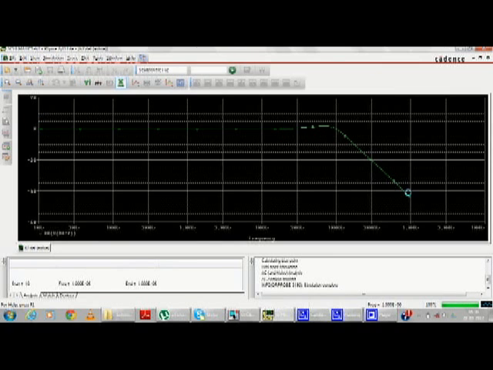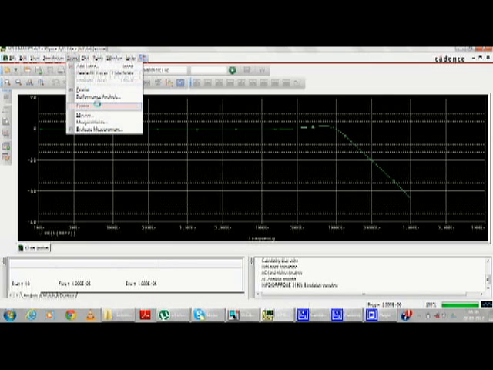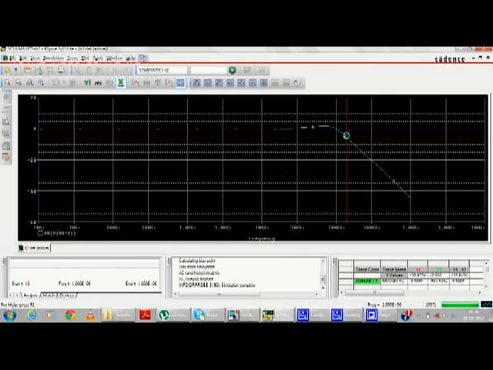The magnitude response will have a cutoff frequency of approximately 150 kilohertz. As you can see, this is the procedure to find out the cutoff frequency. It's approximately equal to 150 kilohertz.